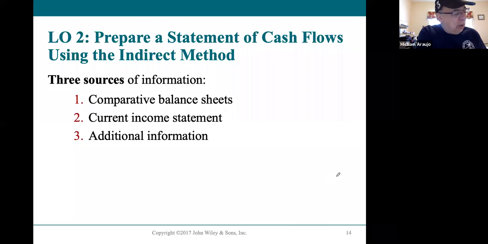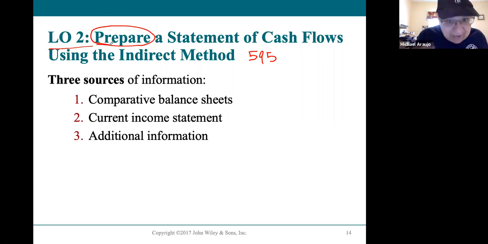This starts on page 595 and goes from there. Page 595 starts learning objective 2. The purpose of this objective is showing you how to prepare a statement of cash flow, and actually do one. There are a couple of methods, but the most popular method, because it's the easiest, is the indirect method. That's what the book is teaching you, and that's traditionally what we would use anyway.